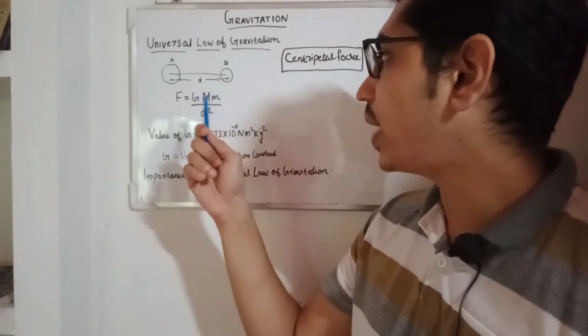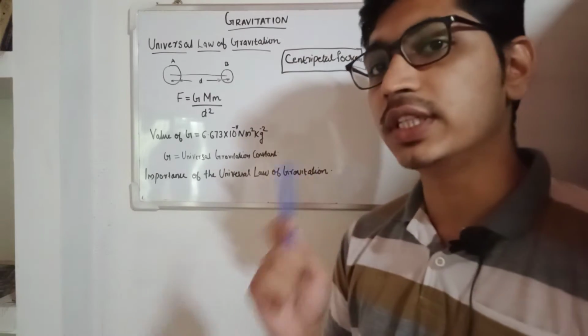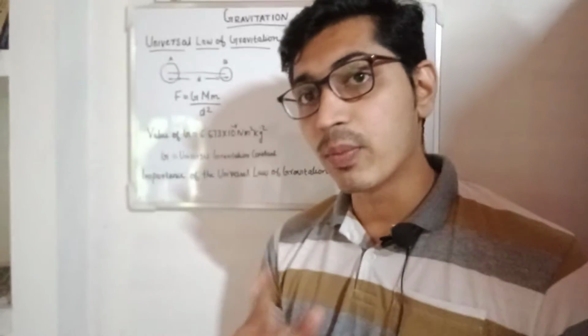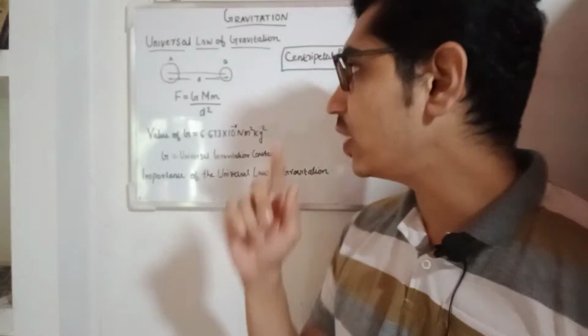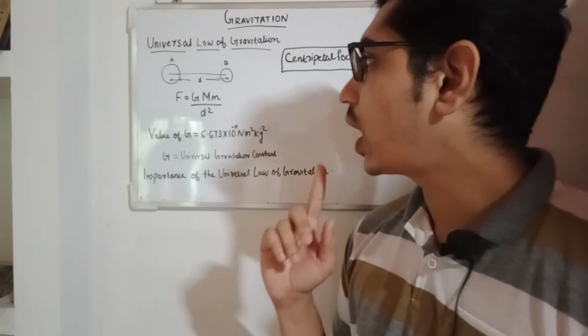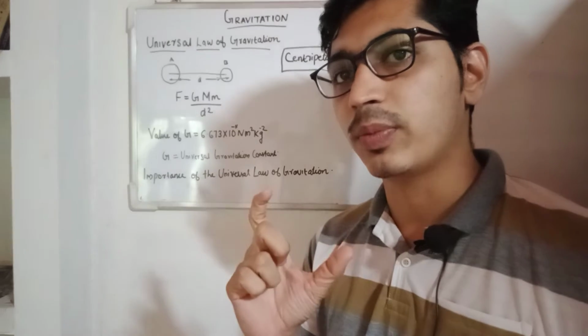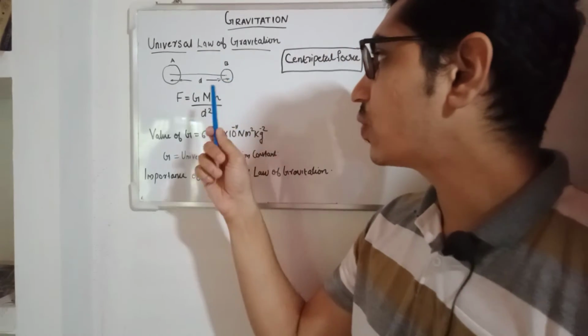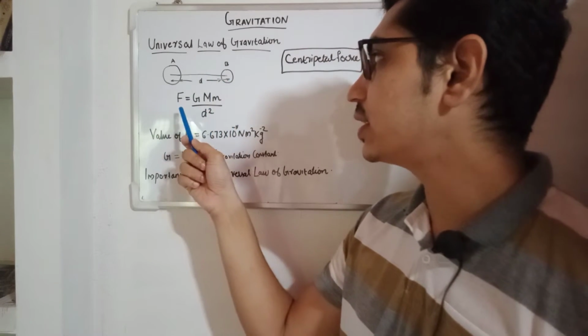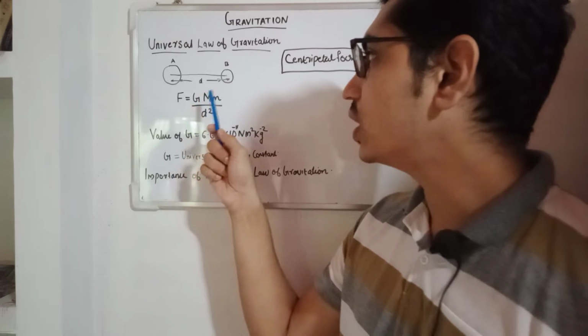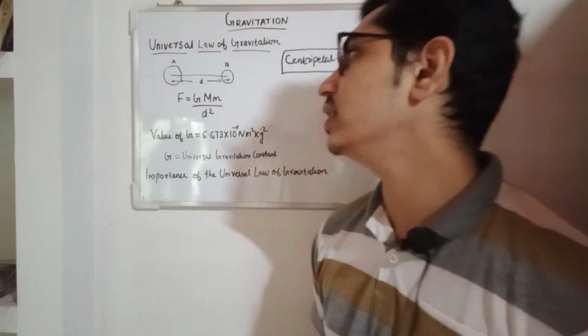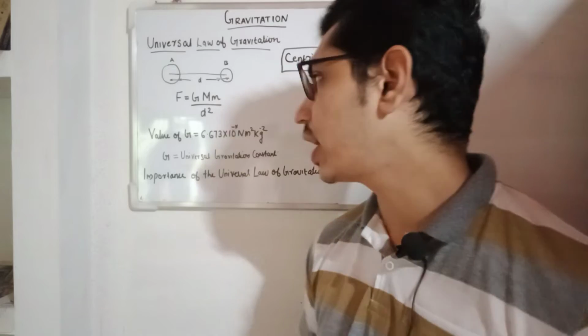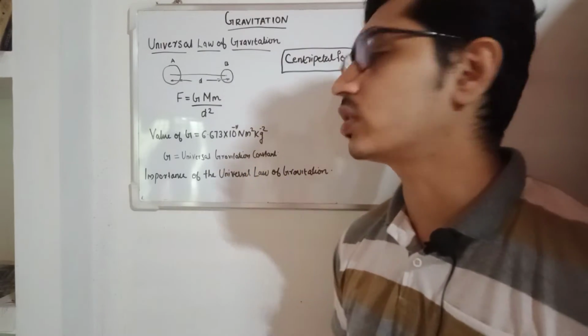So by that we know that F is directly proportional to m1 and m2, and F is inversely proportional to the square of the distance between the points, that is d. Thus we can formulate it as F = G m1 m2 / d², and here G is called the universal gravitational constant.